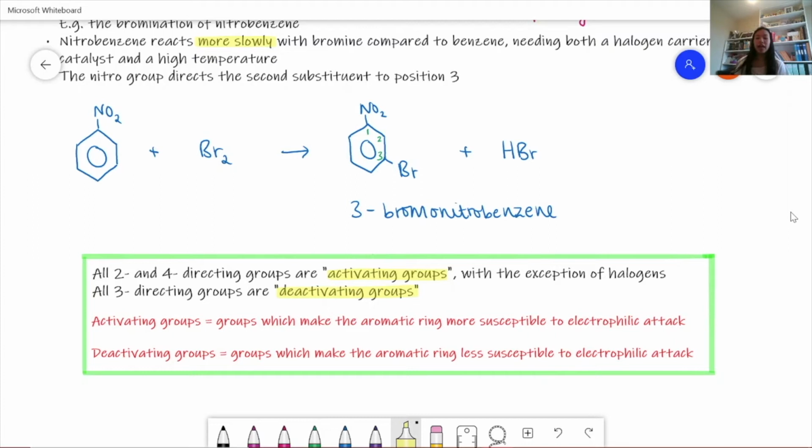The definition of an activating group is a group which makes the aromatic ring more susceptible to electrophilic attack. So basically it'll more readily react with electrophiles. Whereas deactivating groups are groups which make the aromatic ring less susceptible to electrophilic attack, and so substitutions will be less likely to happen.